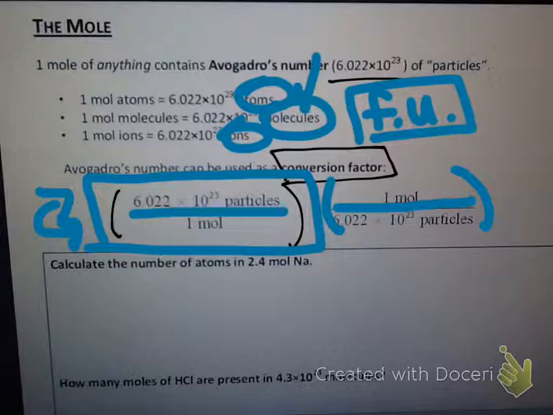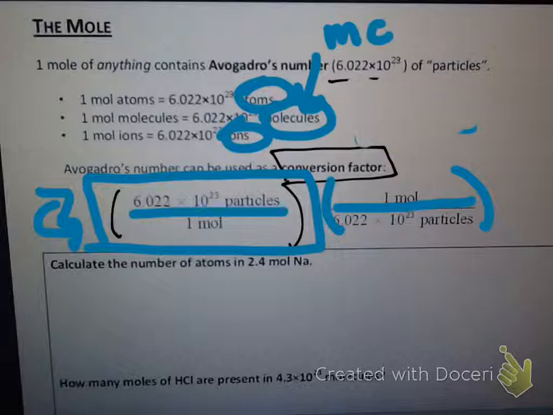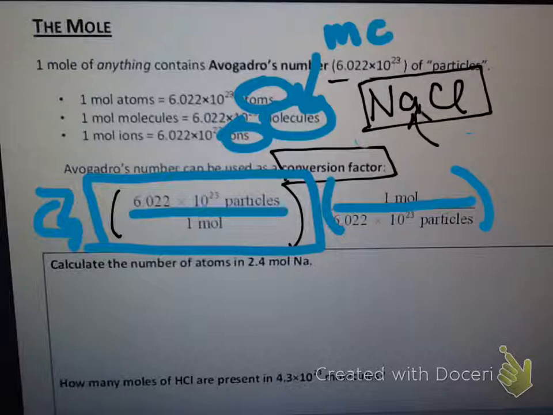Well, remember that a molecule is a group of atoms that are chemically combined by sharing electrons. A formula unit is a group of ions that together make up the formula of an ionic compound. For example, if I have the ionic compound sodium chloride, one formula unit of sodium chloride is 1 sodium cation and 1 chloride anion. That is a formula unit.